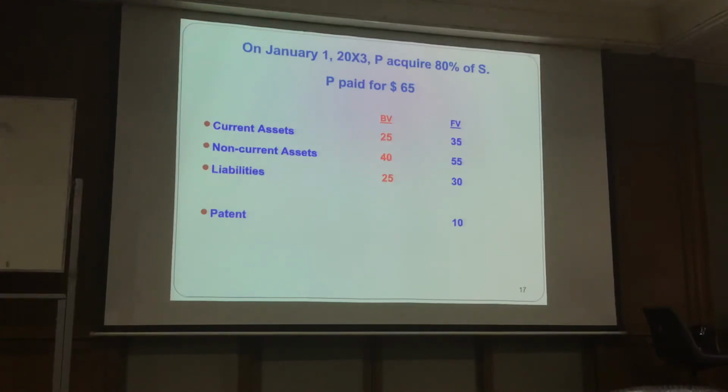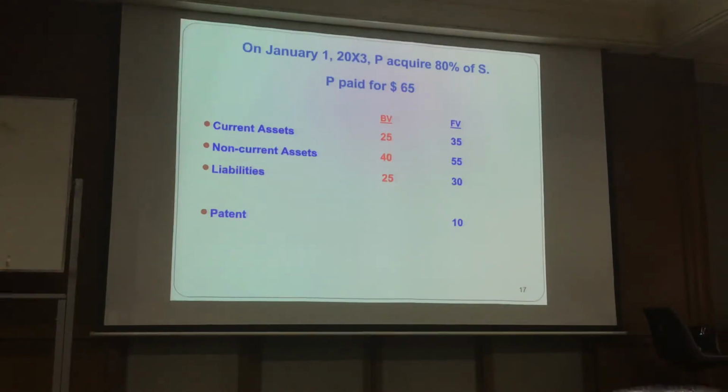Current asset, book value, BV, is 25. Non-current asset is 40. Liability is 25. If you calculate the book value of equity, how much is it? Current asset 25 plus non-current asset 40 is the total asset, 65. Liability 25. So the net asset turns out to be 40, which is the equity part. Clear? All right.